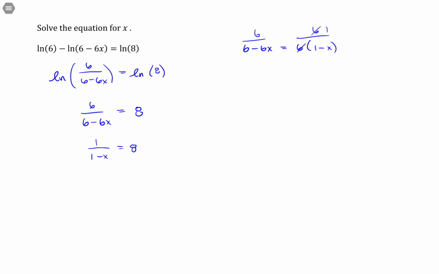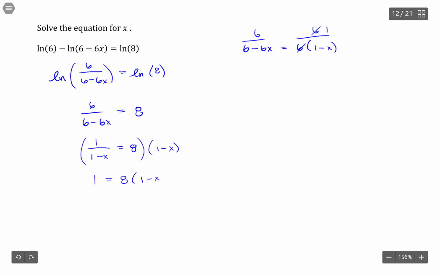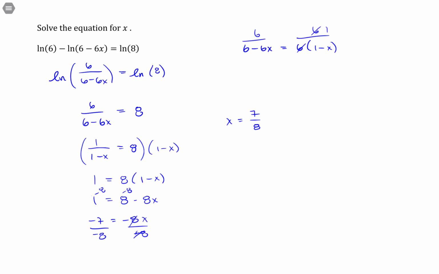To continue solving this, what I would need to do is multiply both sides by the denominator 1 minus x. So it would cancel out over here and just leave me 1. And then I have 8 times the quantity 1 minus x. So 1 equals 8 minus 8x. If I subtract 8 from both sides, that's negative 7 equals negative 8x. And then if I divide both sides by negative 8, I get my final answer that x is equal to positive 7/8.